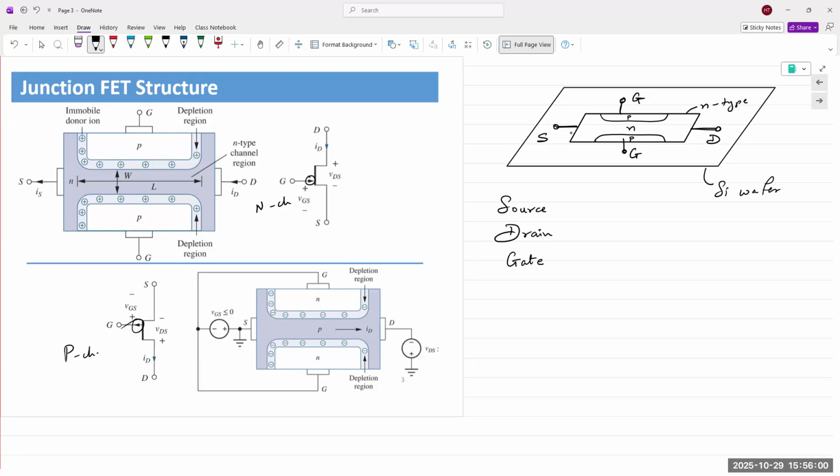But the symbol is, as you can see over here, we have one terminal that is common to both sides. So you have an input side and you have an output side. More often than not, it's the source. So you have the source and the gate forming the input, and the source and the drain forming the output. So you bias the JFET and you can take the output across the drain.